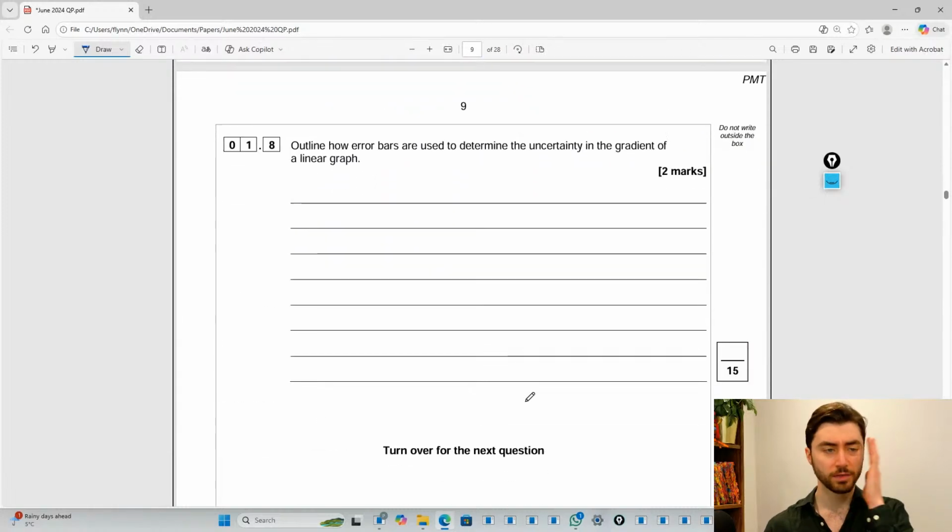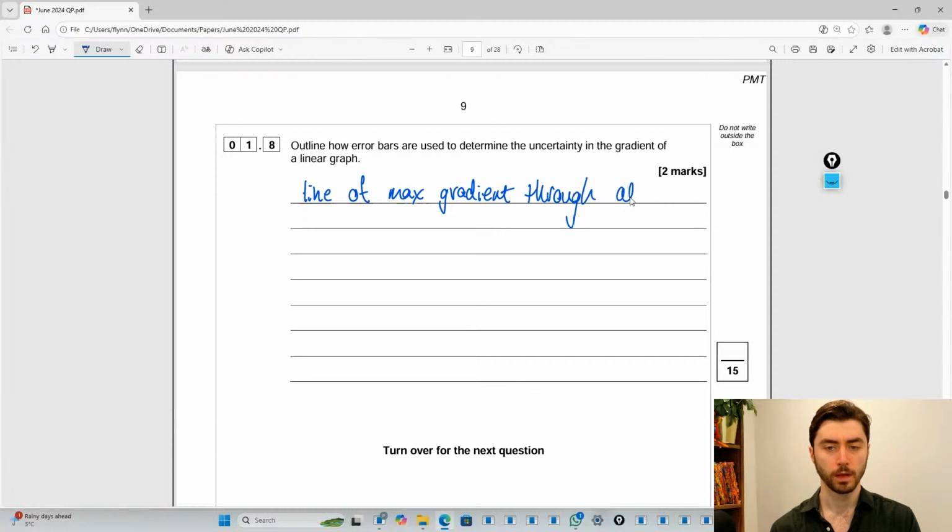Okay, so that feels like a lot of things I can say. It was only 2 marks, but I don't know exactly what they're going for, so I'm just going to write a lot and hope I actually get the marks in the mark scheme. How error bars are used to determine the uncertainty in the gradient of a linear graph. You can get the line of maximum gradient through all error bars, and you can get the line of minimum gradient. And then the uncertainty is max minus min over 2.